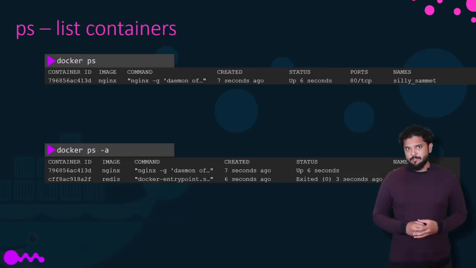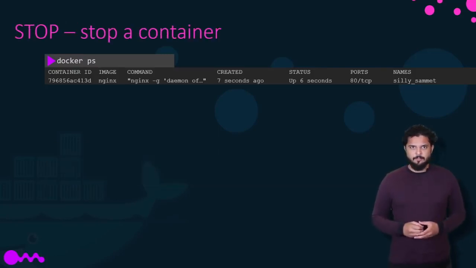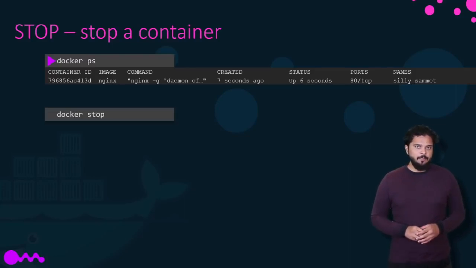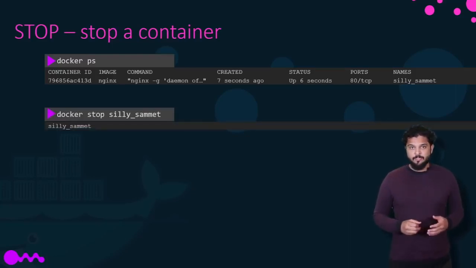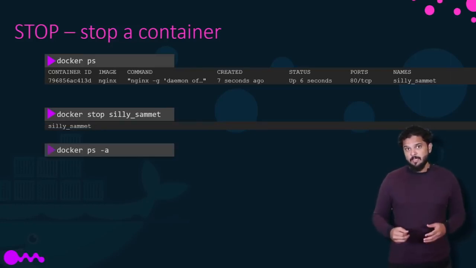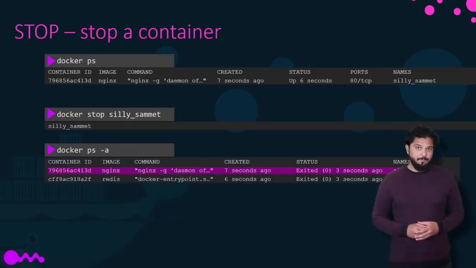To stop a running container, use the docker stop command, but you must provide either the container ID or the container name in the stop command. If you're not sure of the name, run the docker ps command to get it. On success, you will see the name printed out, and running docker ps again will show no running containers. Running docker ps -a, however, shows the container silly_samet and that it is in an exited state a few seconds ago.